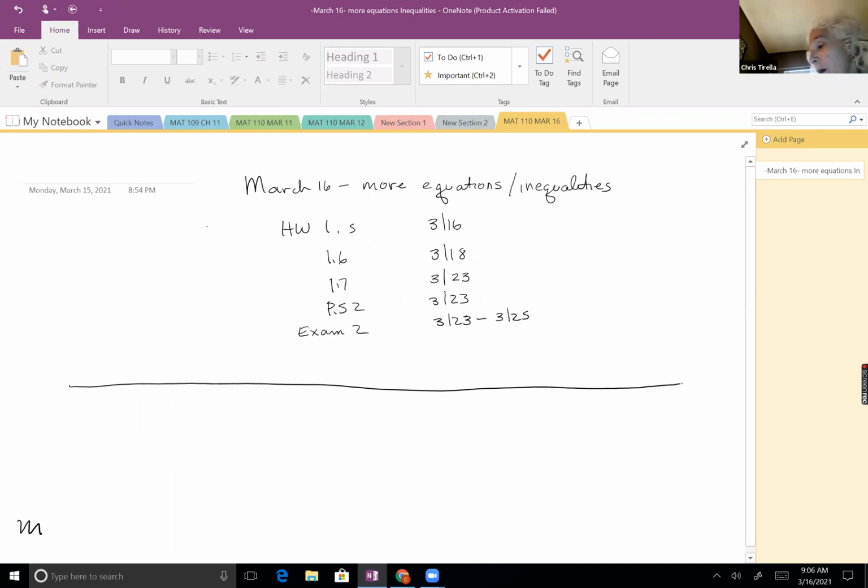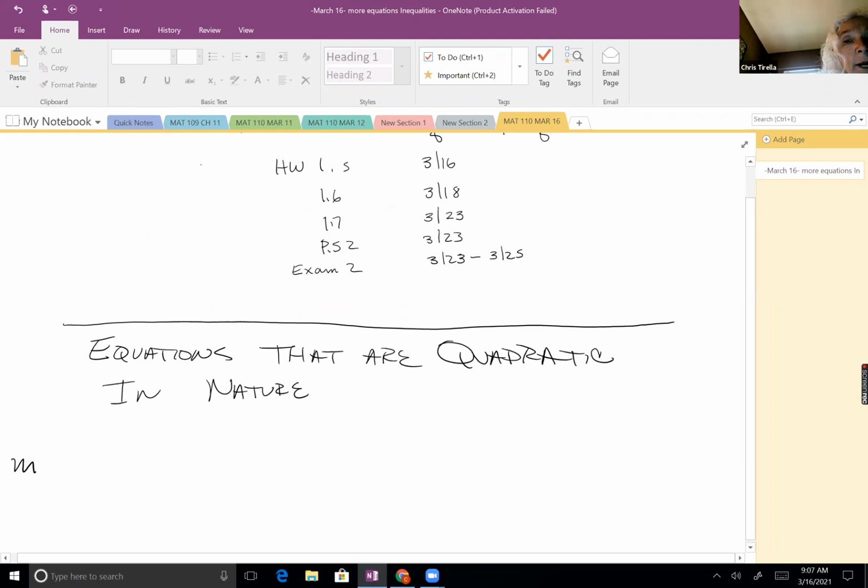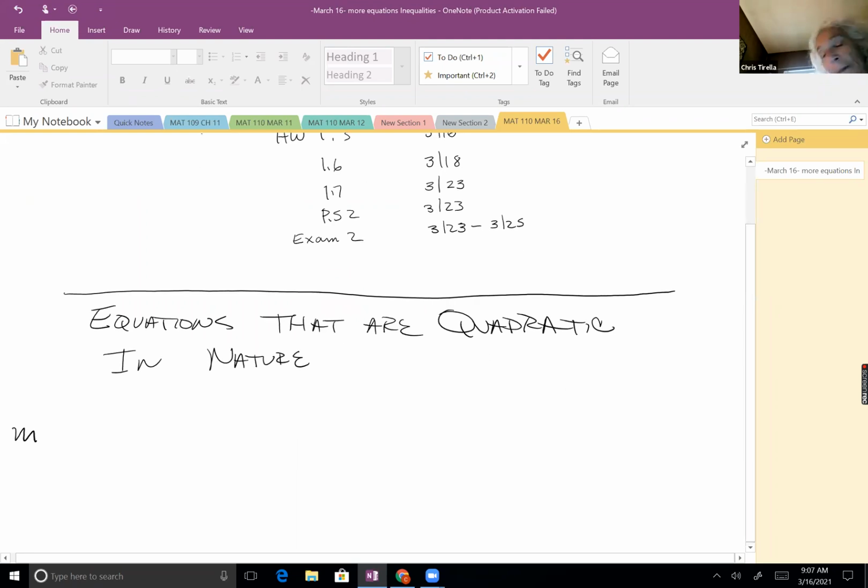Let's start looking at equations that are quadratic in nature. And what do we mean by that, quadratic in nature? They're not really quadratic equations, but they kind of fit the format.